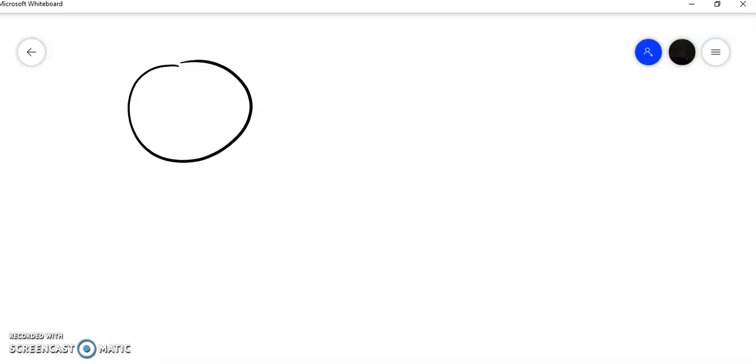Circles. So we had a few terms we talked about. One of the terms was a radius, R-A-D-I-U-S. Excuse my handwriting. And the radius is a line that goes from the center of a circle to the edge.